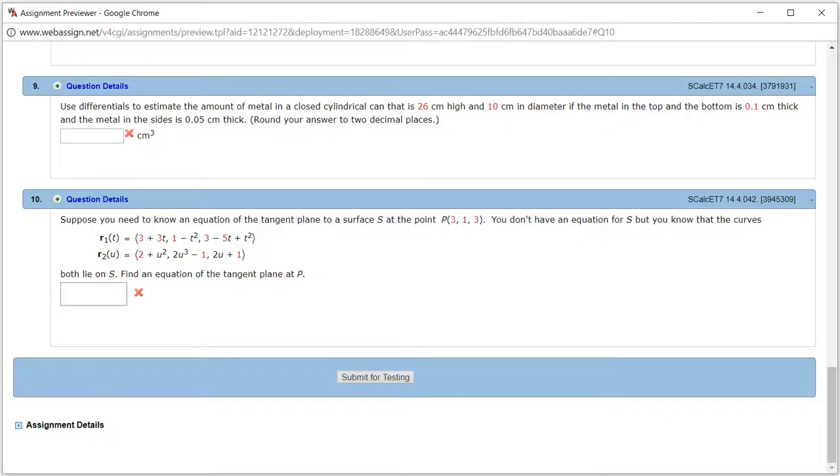All right, let's look at the homework 14.4, problem number 10. So we have two curves, and I guess they intersect at the point (3, 1, 3), and we want to find the tangent plane to the surface that includes both of those curves. All right, so let's do that.